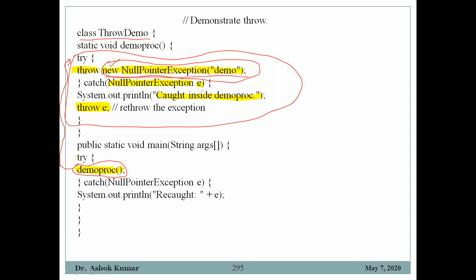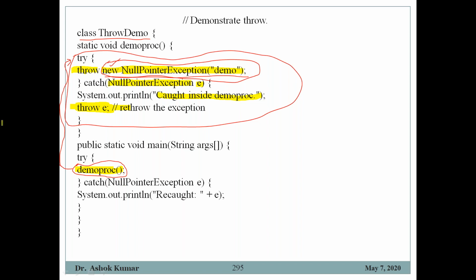So the try block that is in the main is the outer try block, and because we are calling the demo procedure within this try block, the try-catch block of demo procedure is the inner try block. So this inner try block's catch statement is throwing the exception through this line, and when it is thrown, the outer try-catch block will be tested.